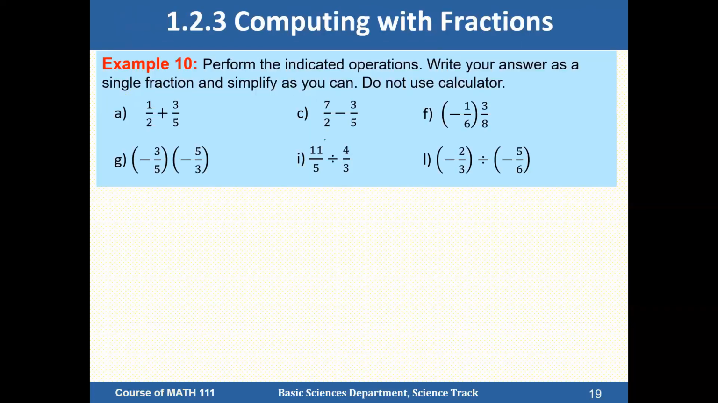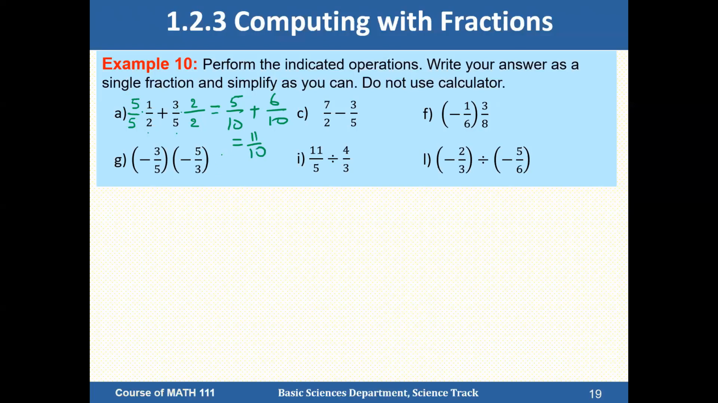Perform the indicated operation. So 1/2 plus 3/5. We don't have the same denominator, so we must reduce to the same denominator. We multiply here by 5, we multiply here by 2, up and down, up and down. 5 times 1, 5 over 10, plus 3 times 2, 6 over 10, so we get 11 over 10.